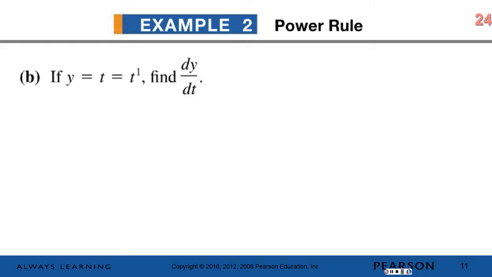y is equal to t, and I'm just reminding you that that's t to the first. What's dy dt? Think carefully. Drop the 1 in front, reduce the power. 1. The variable drops out because it goes to a 0 power.